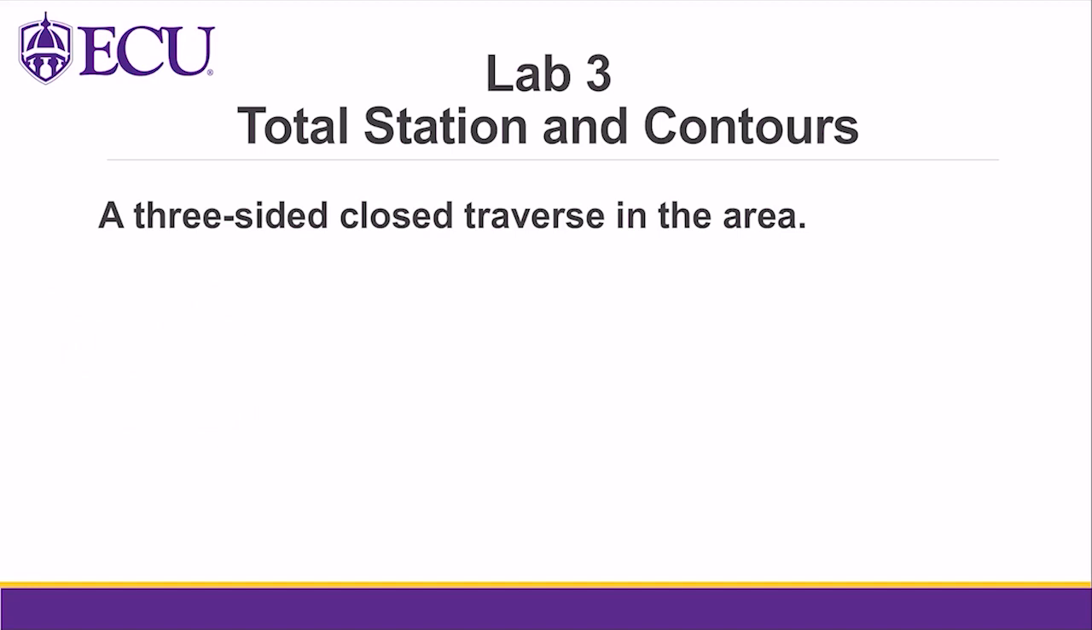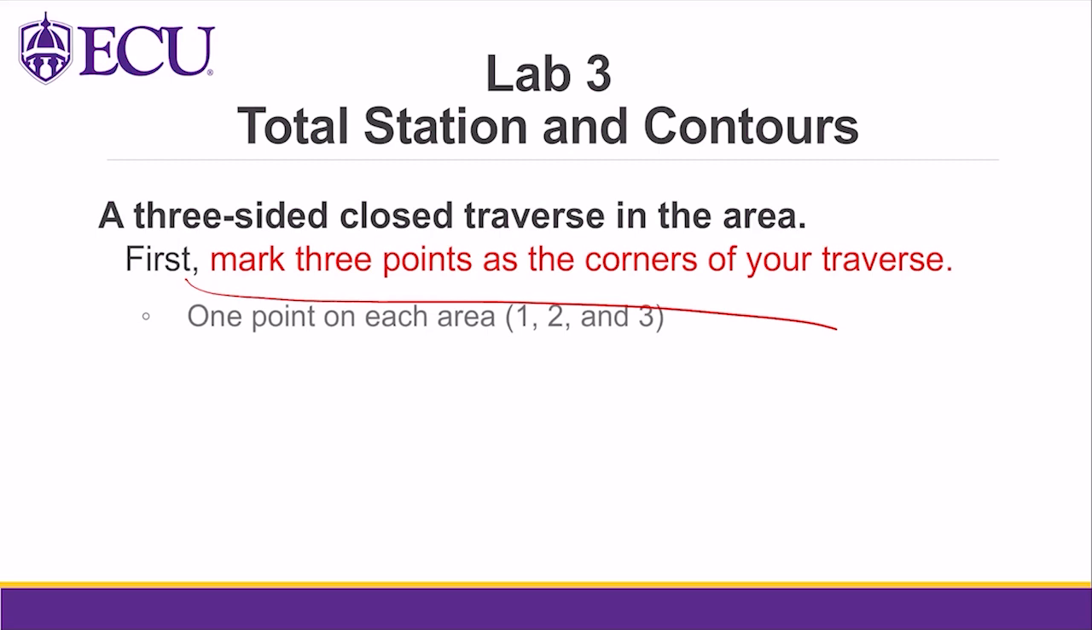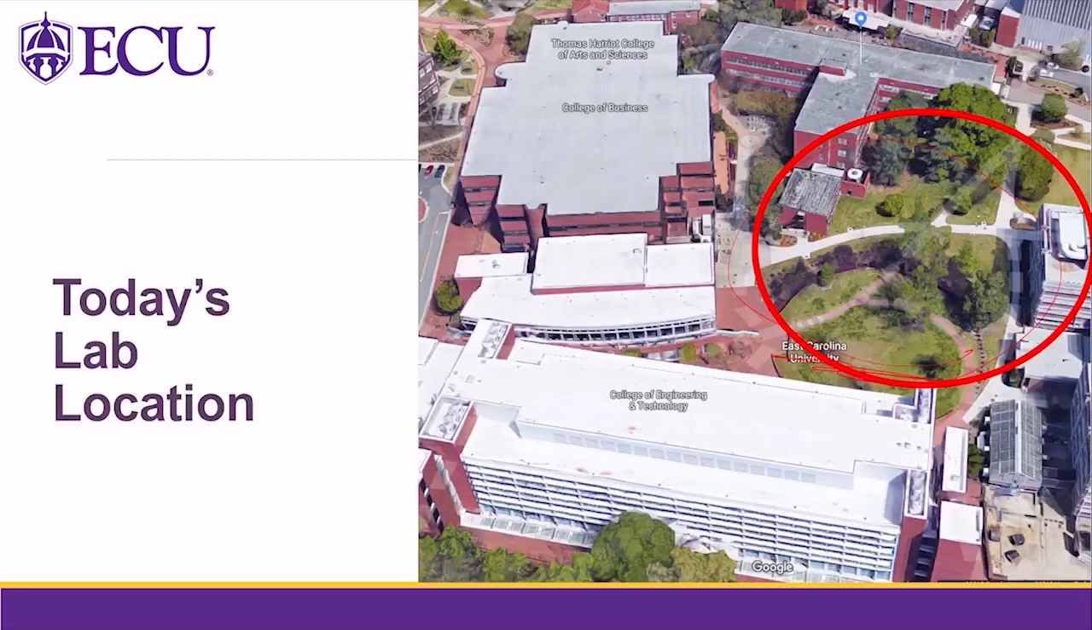So this is the procedure for the previous labs, like the traditional one, that a three-sided closed traverse in the area was selected, and then the student had to mark the corners and one point on each area. We subdivided each of these into areas, let's say these 1, 2, and 3, to make sure that the traverse area is spread out.